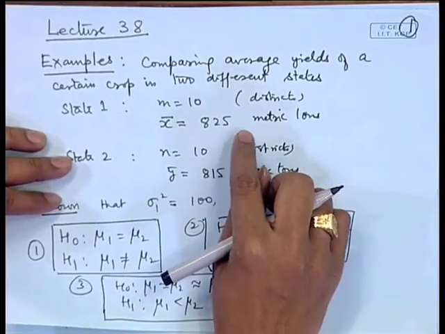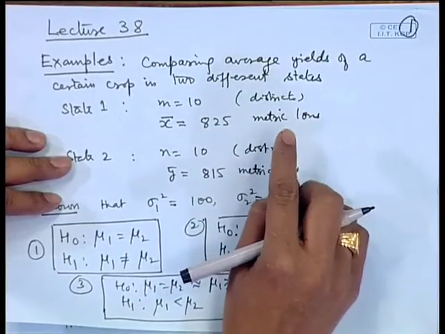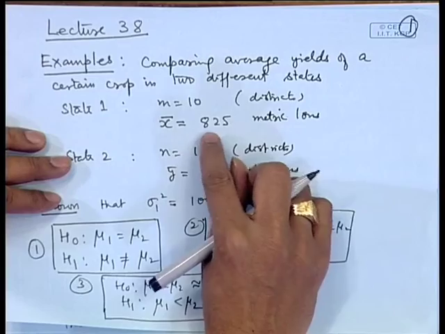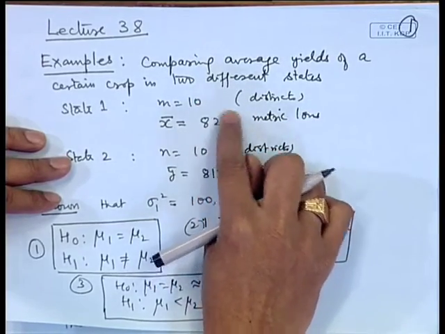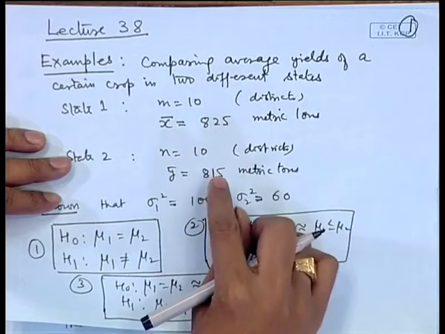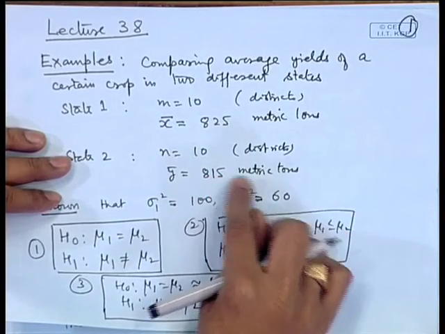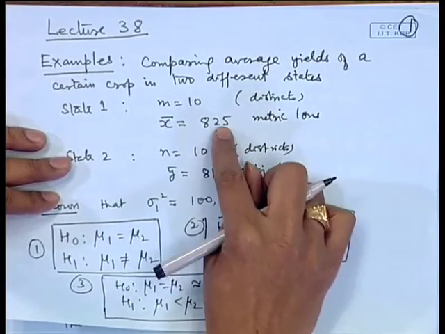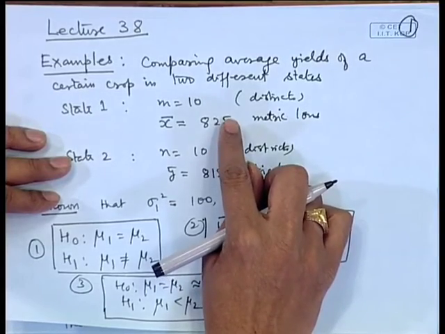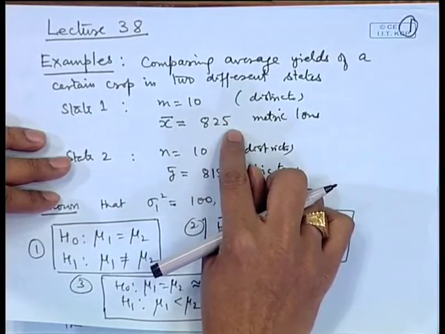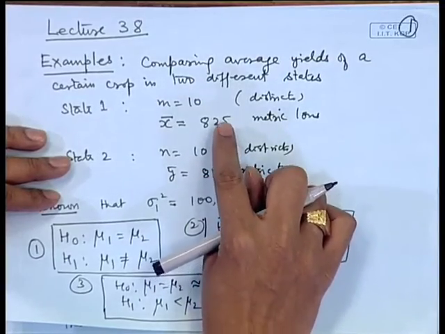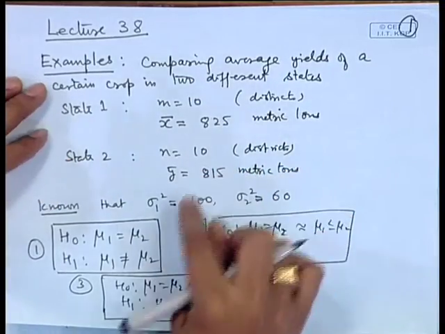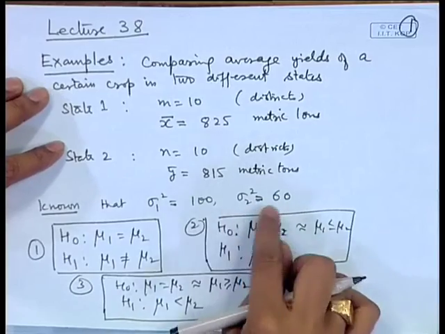Our initial problem is to compare the average yields in the two states, and we observe from the random sample of 10 districts each that in the first state it is 825 metric tons, in the second state it is 815 metric tons. So, from the observed values it is clear that the first has a higher average yield, but statistically, is it significant? For that we needed some other characteristics.